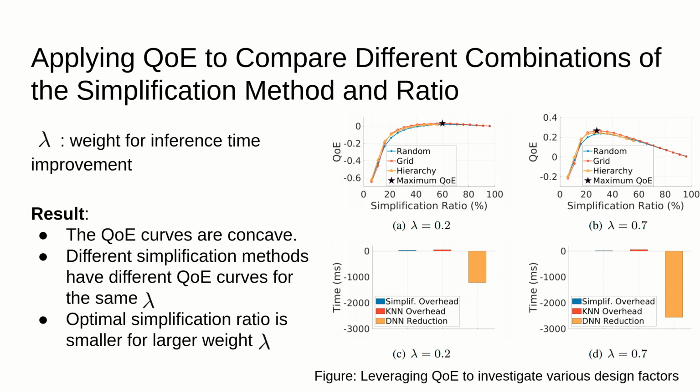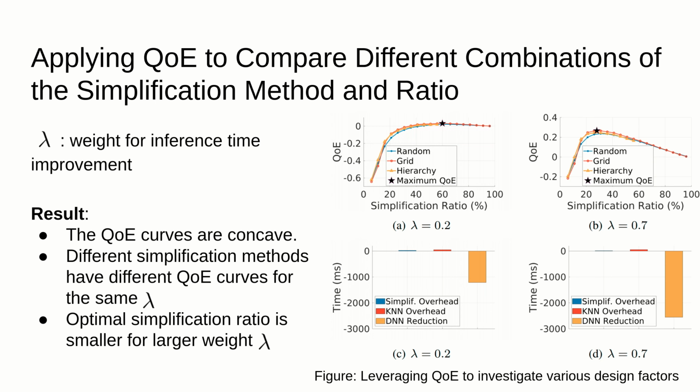Second, different simplification methods have different QE curves for the same lambda. We can compare their performance based on their maximum QE values. And third, we use a black star sign to annotate the point of the maximum QE for all the simplification methods for each given lambda. The optimal simplification ratio is smaller for a larger weight lambda.